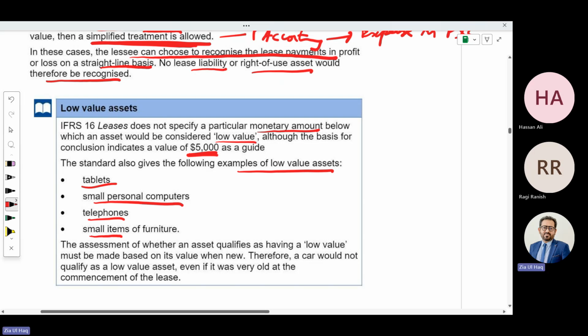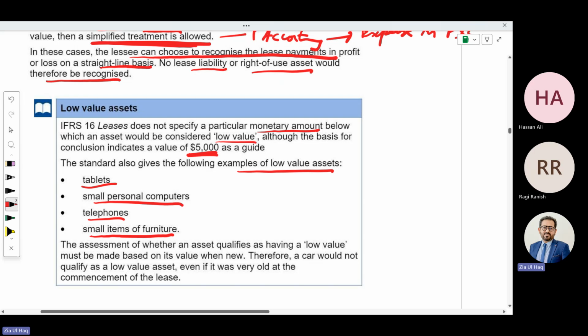Small items of furniture. So these will be considered low value items. Tablet, small personal computer, telephone, small item of furniture. So the lessee will have an option. Though the lease contract is for more than 1 year, the lessee will have the option either to adopt simplified treatment, one-line accounting, or account for it as a lease, full accounting.